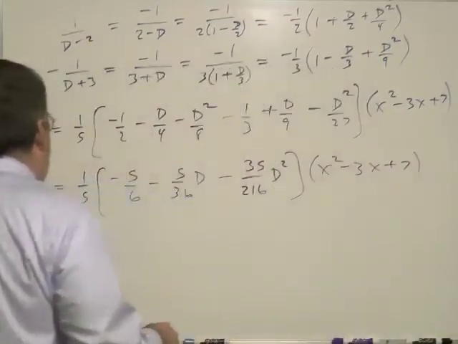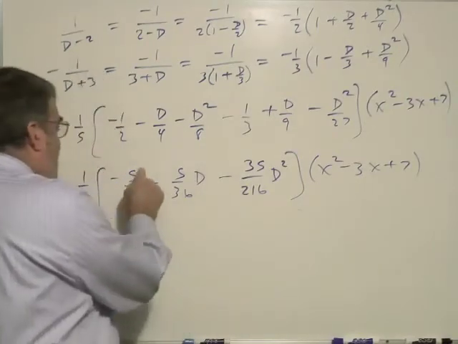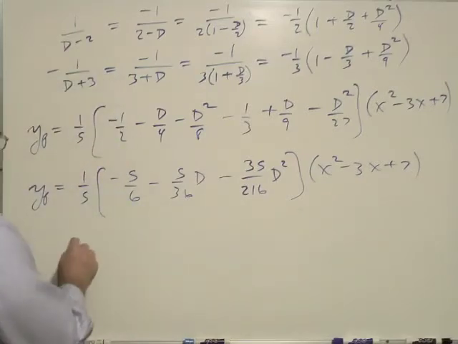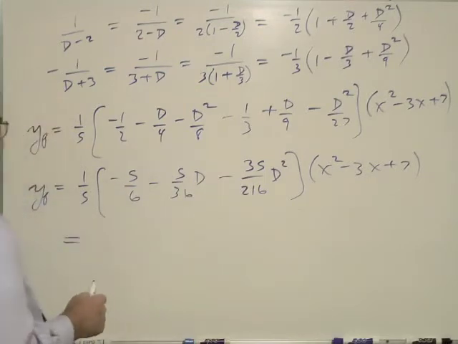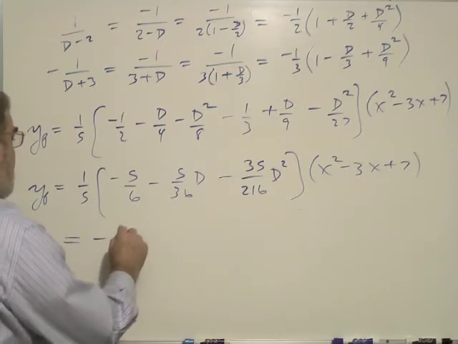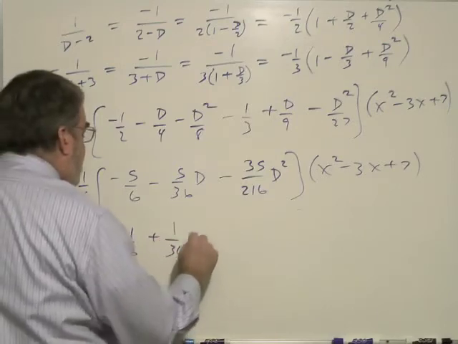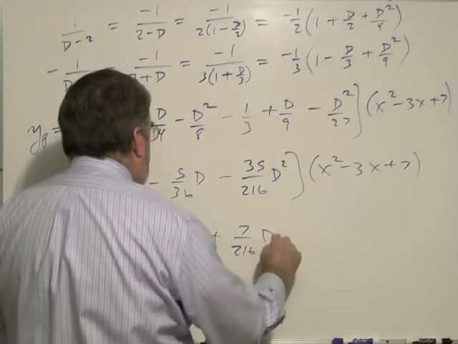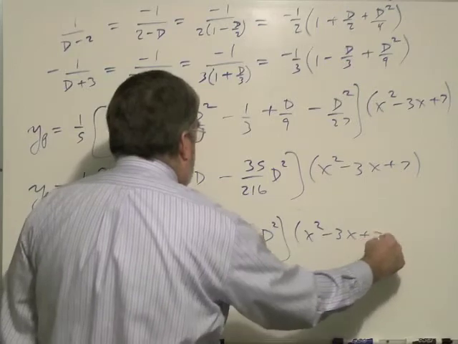There we go. Now looking at this, if I multiply the 1/5 through here, it will cancel the factors of 5. And so I'm going to do that, but I'm also going to take out the negative sign. And so this is negative bracket 1/6 plus 1/36 d plus 7 over 216 d squared, operating on x squared minus 3x plus 7.